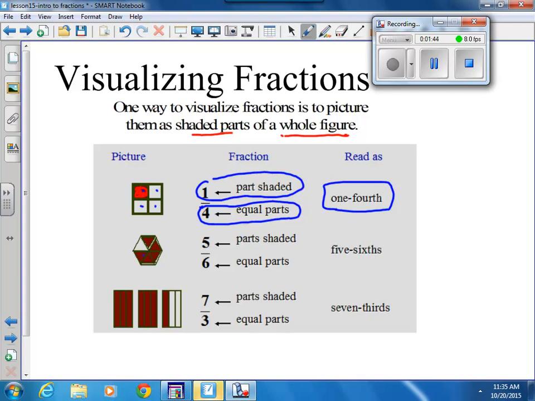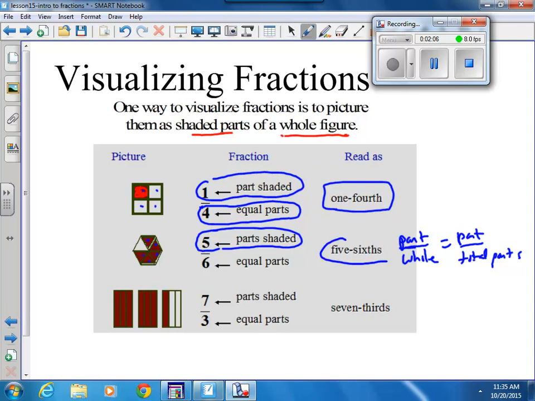Let's try again. 1, 2, 3, 4, 5 are shaded, 5 parts shaded. So we call this out of 6 total parts. So I always think part to whole, or the ratio of part to whole or part to total. Part to total parts, I kind of like to think about it like that. So we would read this as 5/6 is shaded.